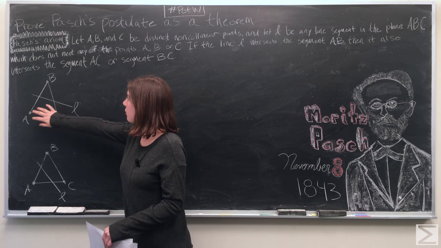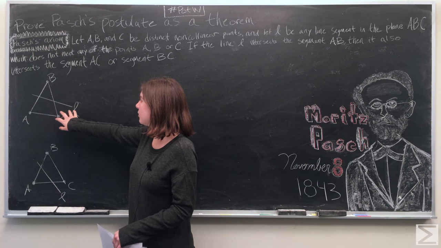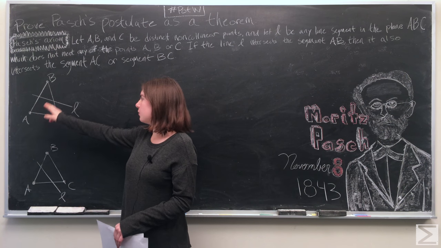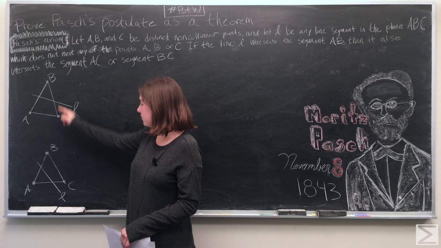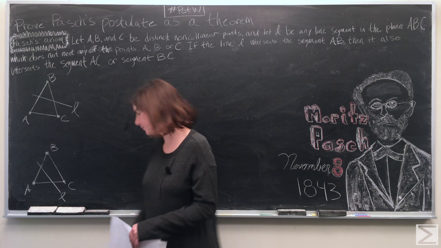We have our triangle, with three non-collinear points A, B, and C. We draw the line that passes through AB, and then it either intersects BC or AC, and we're going to prove it.